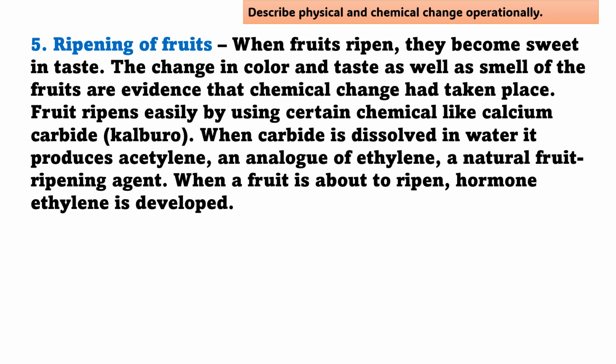Ripening of fruits. When fruits ripen, they become sweet in taste. The change in color and taste as well as smell of the fruits are evidence that chemical change has taken place. Fruit ripens easily by using certain chemicals like calcium carbide, calburo. When carbide is dissolved in water, it produces acetylene, an analog of ethylene, a natural fruit ripening agent. When a fruit is about to ripen, the hormone ethylene is developed.